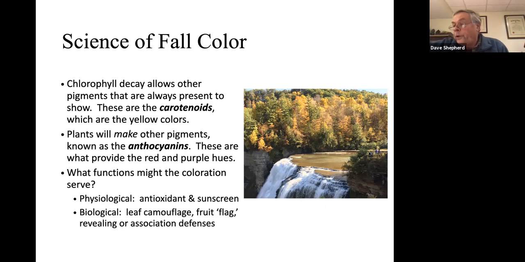So from year to year, there are going to be differences in what the tree is going to present. Some years are going to be better for deconstructing the leaf than others, and you're going to get different degrees of green left in the leaf, which will affect the pigments that the leaf ends up showing.